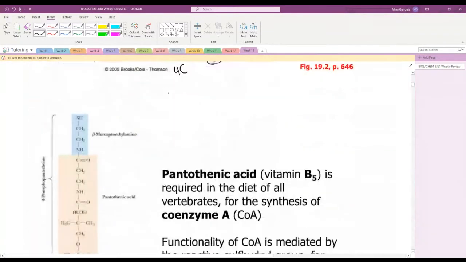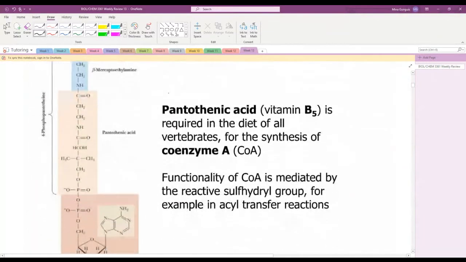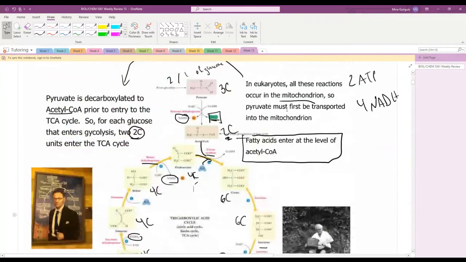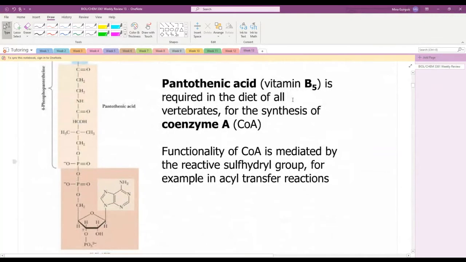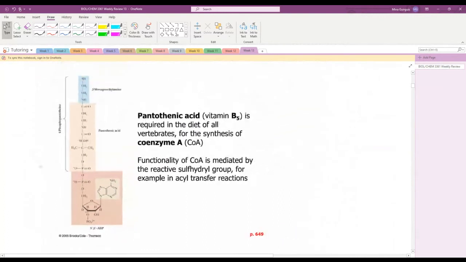Okay, all right, so we're just going to jump right in. So coenzyme A, which acetyl CoA and succinyl CoA both need, needs vitamin B5 or pantothenic acid in order to be synthesized. Okay, so let me see if I can zoom out a little bit.